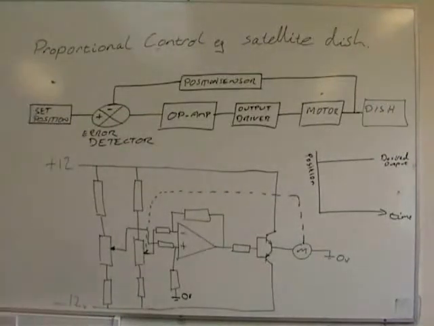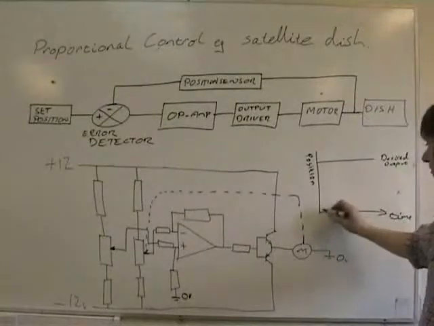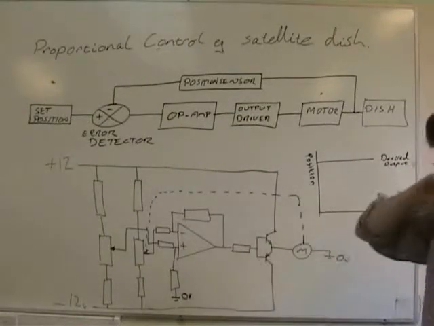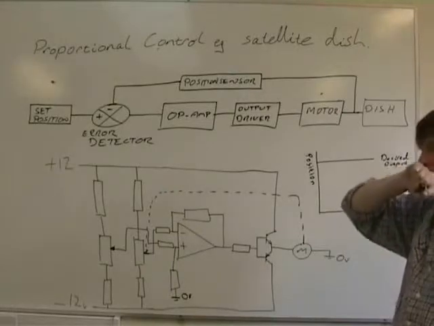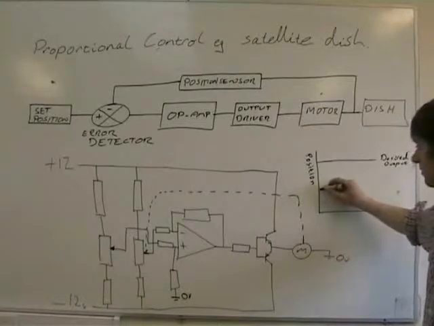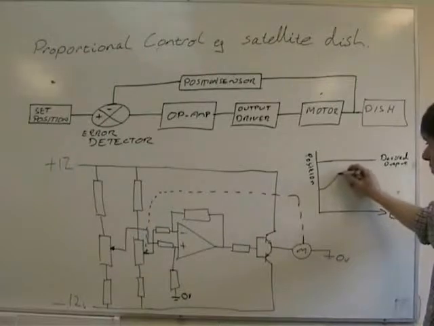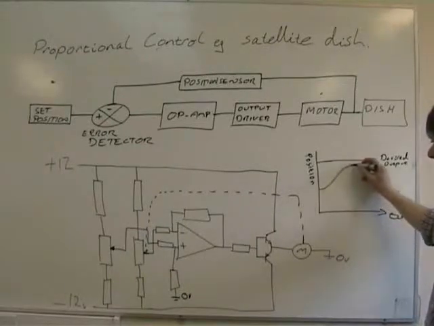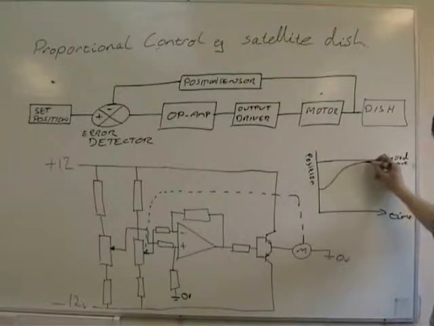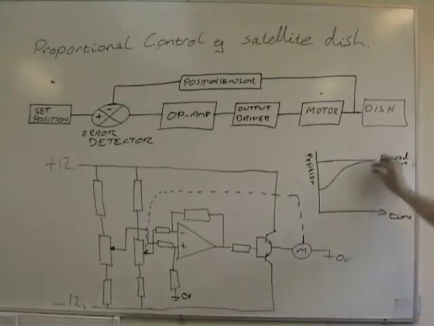Now, when we're using these systems, the dish starts in this position, and the operator changes the position. The dish starts to respond. It responds fast at the start, and then it tails off as the error gets smaller and it slows down. If you have set it with a suitable gain, you'll still have a small error at the end, but it'll be acceptable.